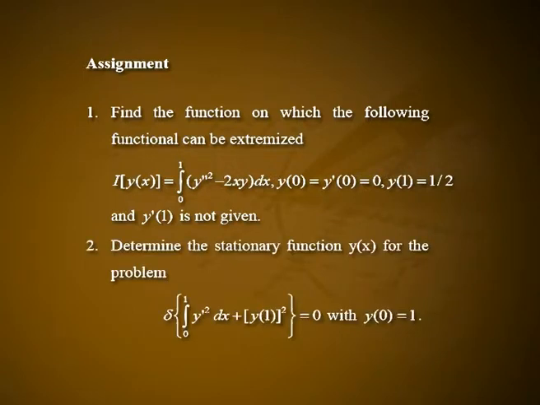Second one, determine the stationary function y of x for the problem delta into integral from 0 to 1 y dash square dx plus y of 1 square equal to 0 with y of 0 is equal to 1.